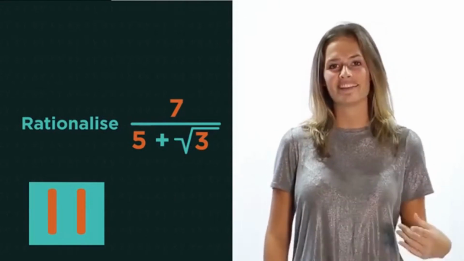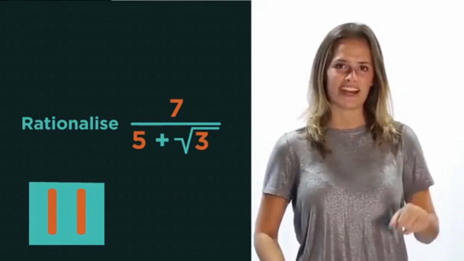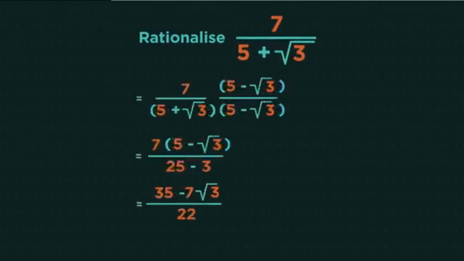Pause the video, work out the answer, and click play when you're ready. Did you get it right? So there you have rationalising the denominator, which is just a fancy way of saying remove any square roots from the denominator. We have to do this to ensure that we fully simplified our surds.